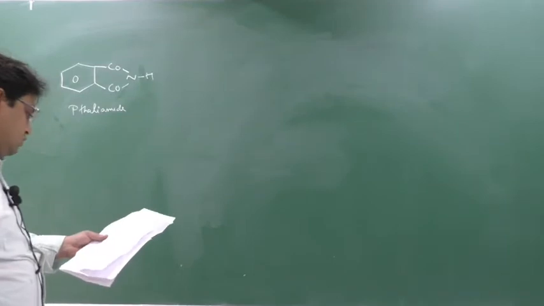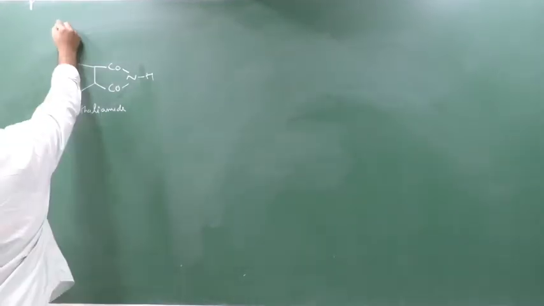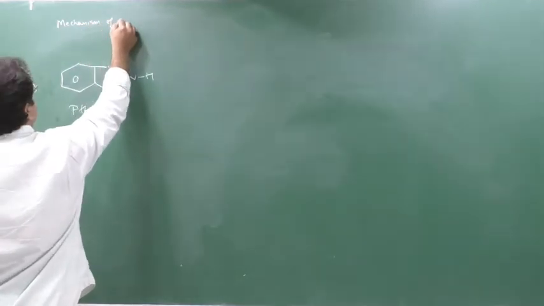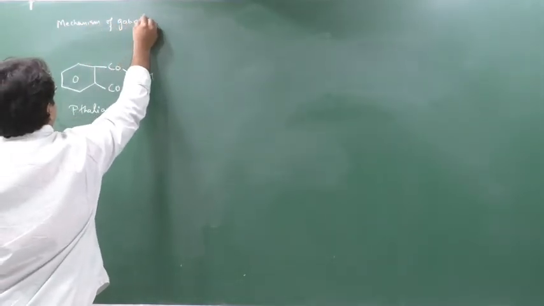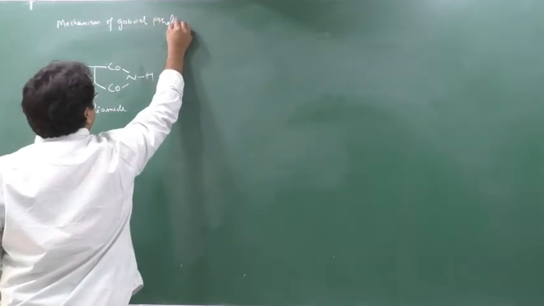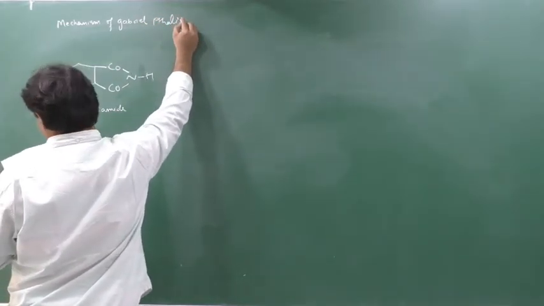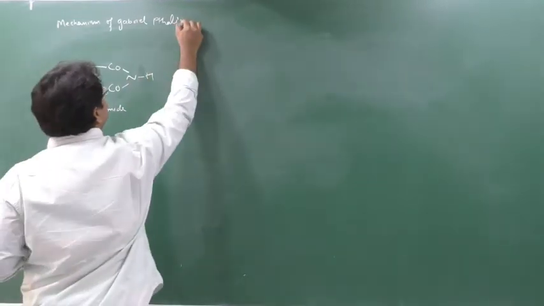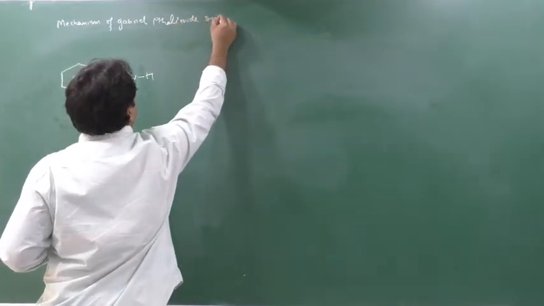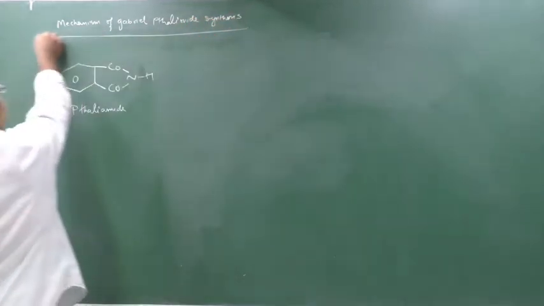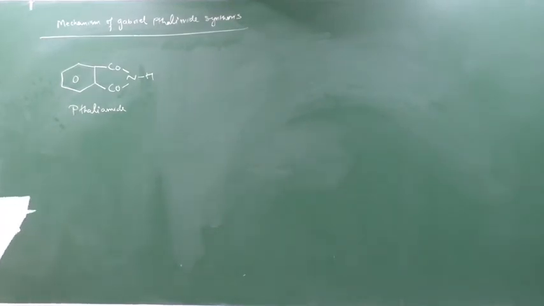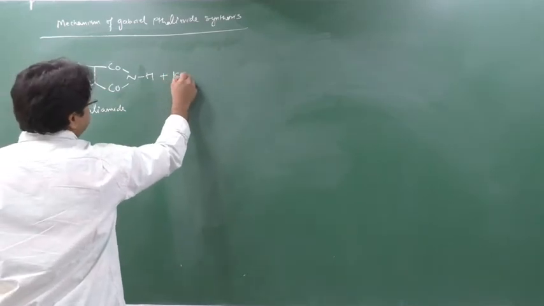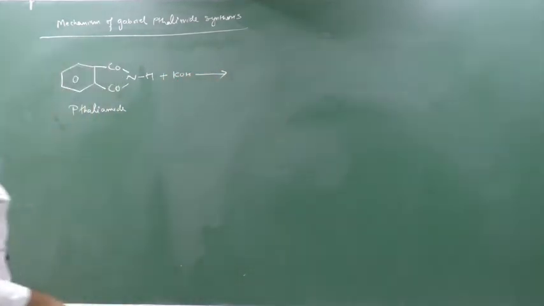Check it out. Okay. So write a heading: mechanism of Gabriel phthalimide synthesis. Okay. So first step, we are taking this phthalimide, and here first we are reacting with KOH or NaOH. First step we are reacting with KOH.